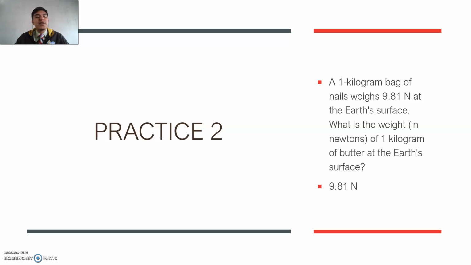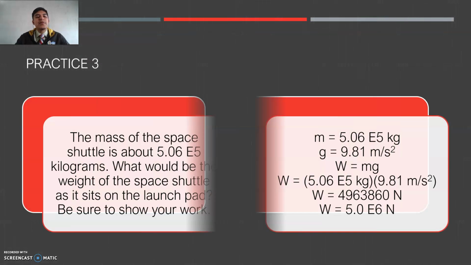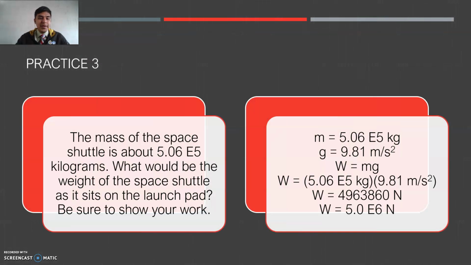So when we use our formula in which weight equals mass times gravity, it will be our mass, which is 1 kilogram, times gravity, which is going to be 9.81. So we're going to get, as a result, 9.81 newtons. It's pretty simple. And lastly, we're going to have practice number 3.